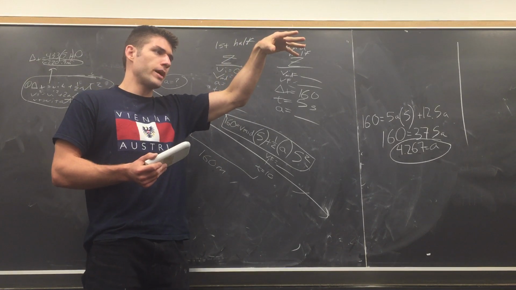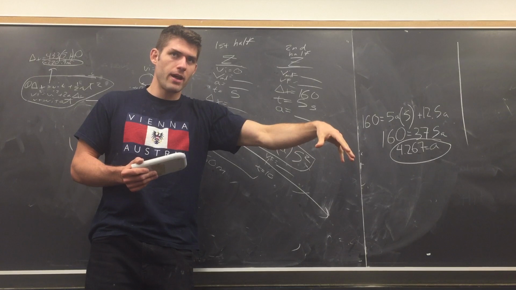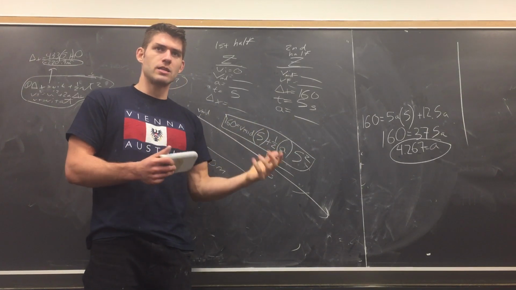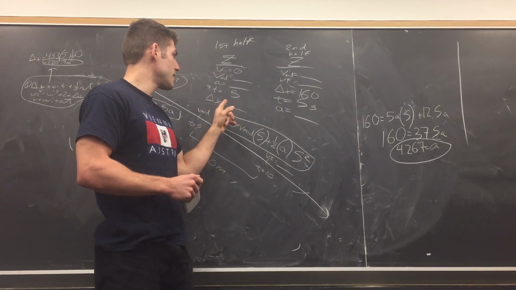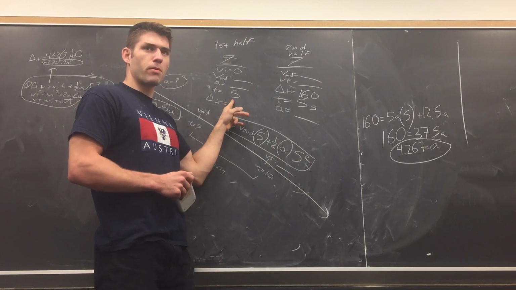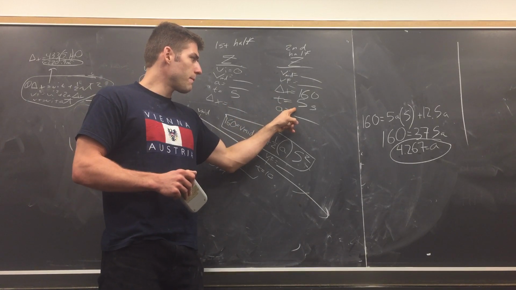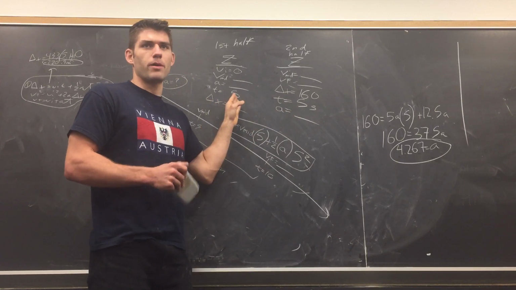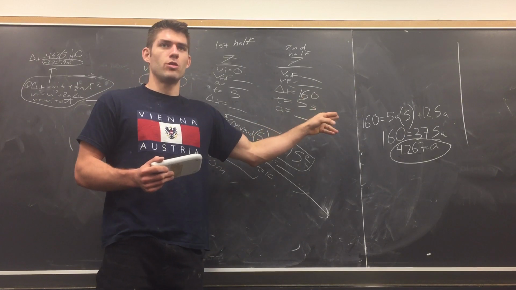Some guy drops a brick, and then 2 seconds later, another guy throws a baseball down, and then you have to figure out where the baseball catches the brick, how far below the building. And the idea there is that the time for the brick is equal to the time of the brick. So the time of the brick is just the time of the brick, whatever it is. But the time of the baseball is the time of the brick minus 2.